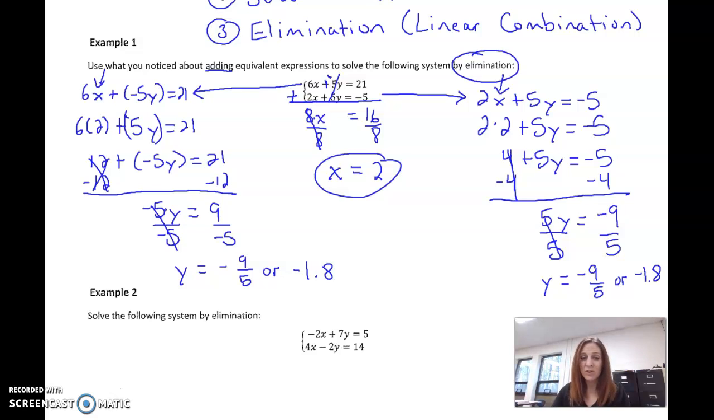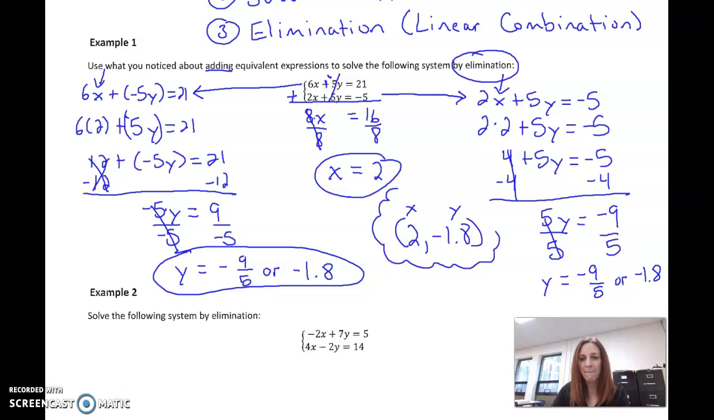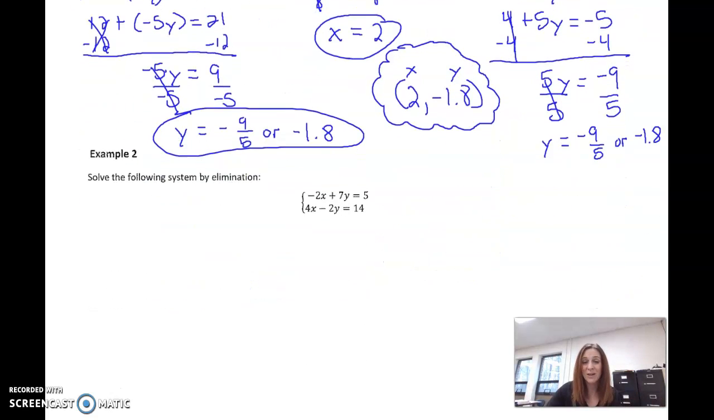Another way we write the solution is we can write it as an ordered pair. Think of the graph, our solution's an ordered pair, right? So we can have 2 and negative 1.8. This is our x value, this is our y value. Okay. So that's elimination, and it's really handy when you have something that divides out like this. But what happens, and I'm going to move on here, so if you need to pause or anything to write this down, go for it.